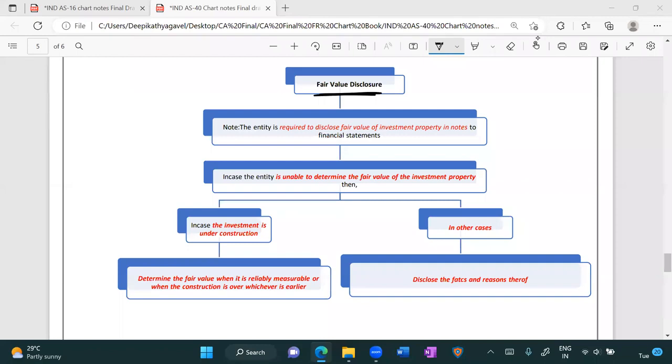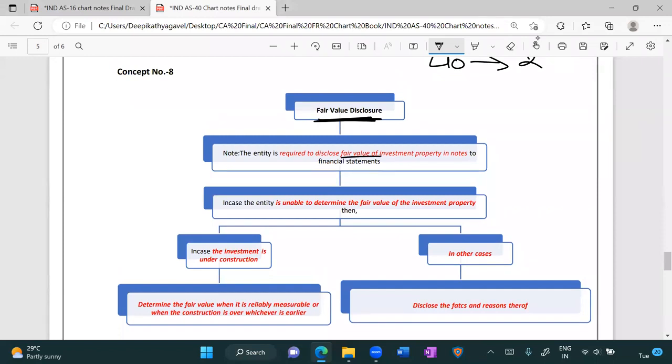So the fair value disclosure says what? However, in Ind AS 40, what we cannot do? We cannot record the asset in the revaluation model. Revaluation model is not possible, but you can disclose the fair value of the asset in the notes, right? The entity is required to disclose the fair value of the investment in the notes to the financial statements.